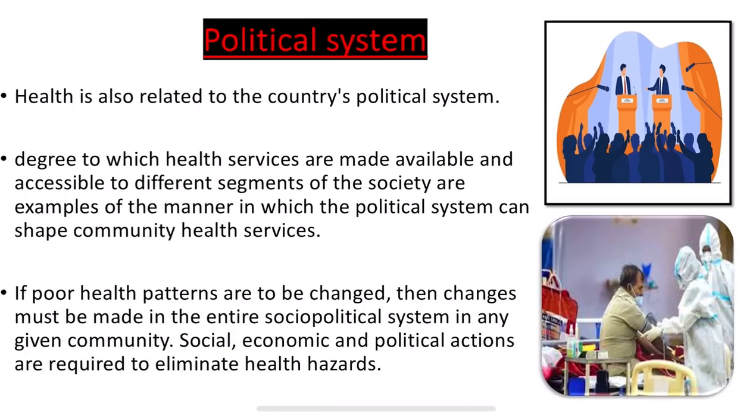So we see that the country's political system has a major role in the provision of facilities to the people. The degree to which health services are made available or accessible to society is an example of the way in which the political system of the community is working. So we see that it is the manner in which the political system can shape the community health services. If the poor health pattern in the country needs to be changed, then the entire changes should be made in the political system.